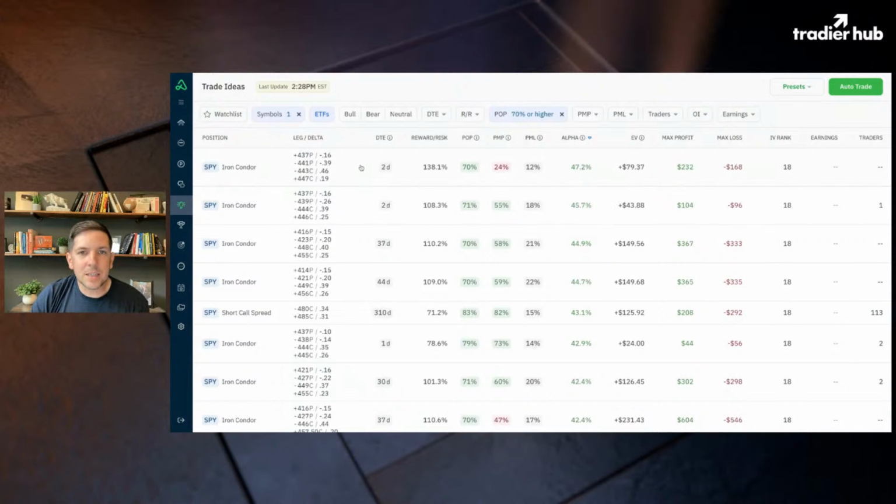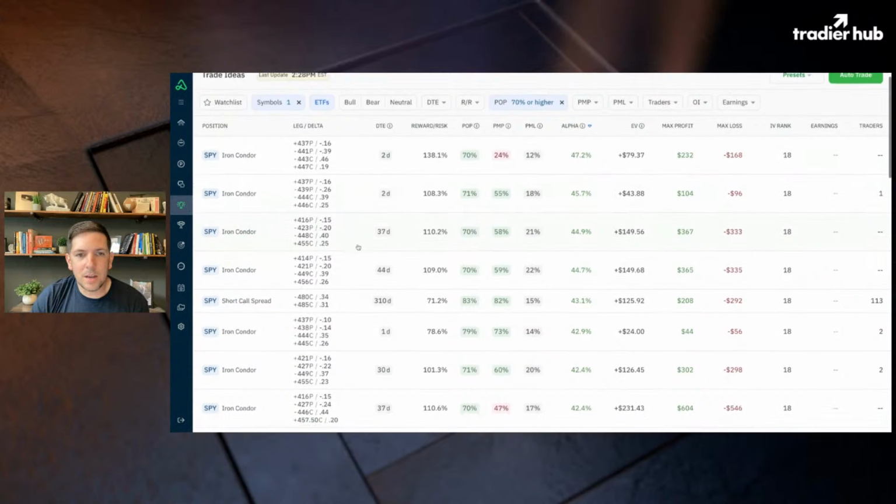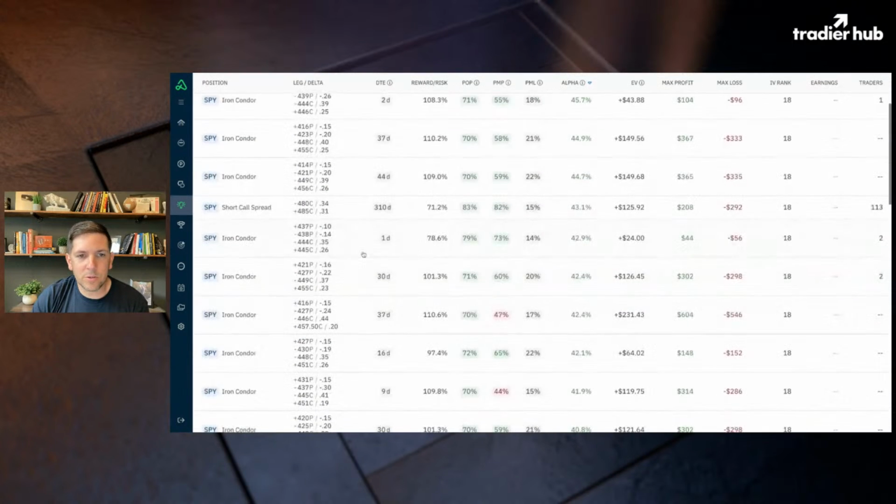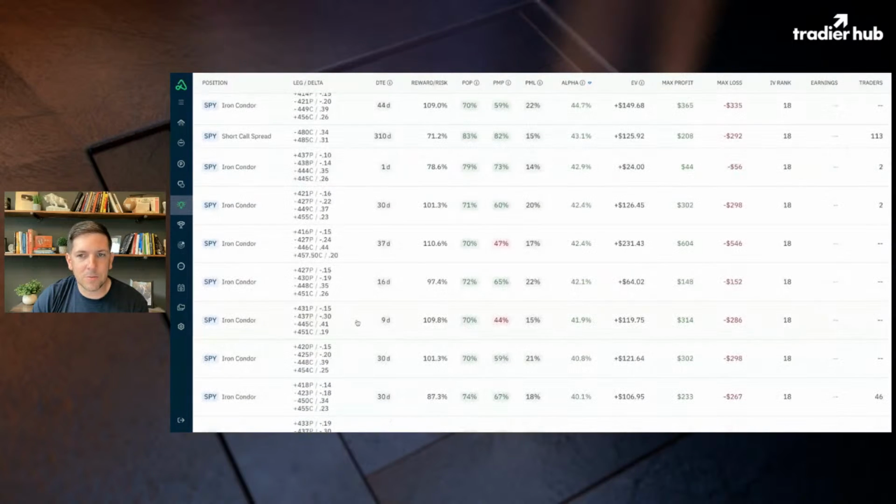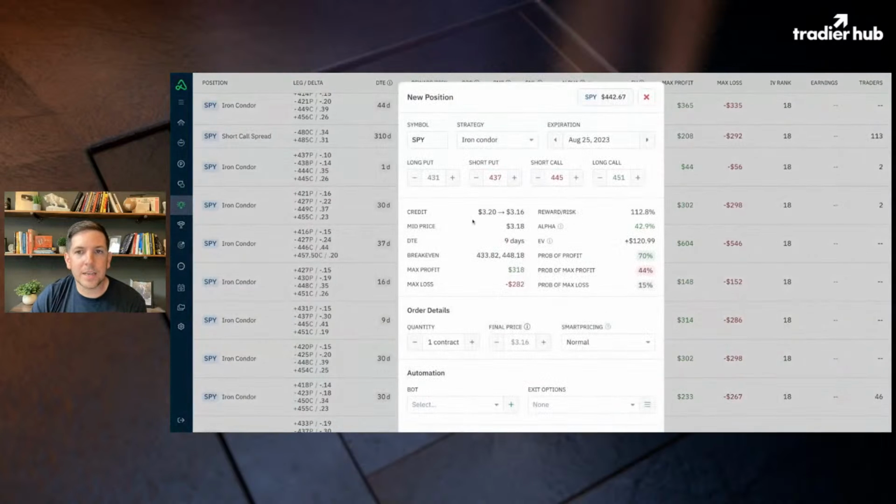You can see this is a good example of a trade. Well, let's take this one here. Some of these are shorter duration. How about this one right here? Okay, this is an interesting example of a trade. This one is an iron condor strategy, and it has very short strikes together.